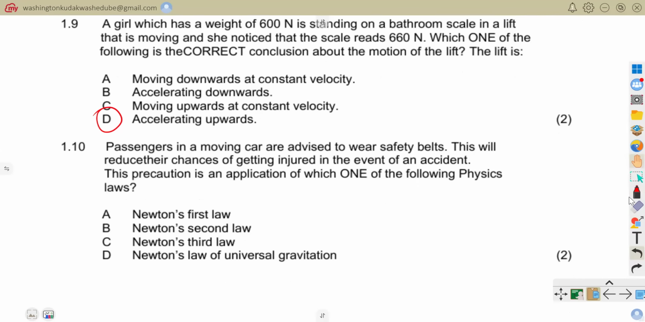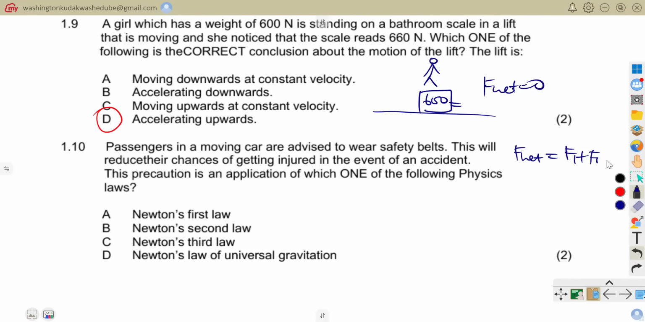Maybe someone might say that they did not get what I said. I said that initially, when the scale reads 600 newtons and the girl is on top of the scale, that becomes our weight, which means that our F net is equal to 0. That's why we have a scale reading of 600 newtons. Once there is a difference in this scale reading, it means that we now have a net resultant force, which might be equal to F1 plus F2.